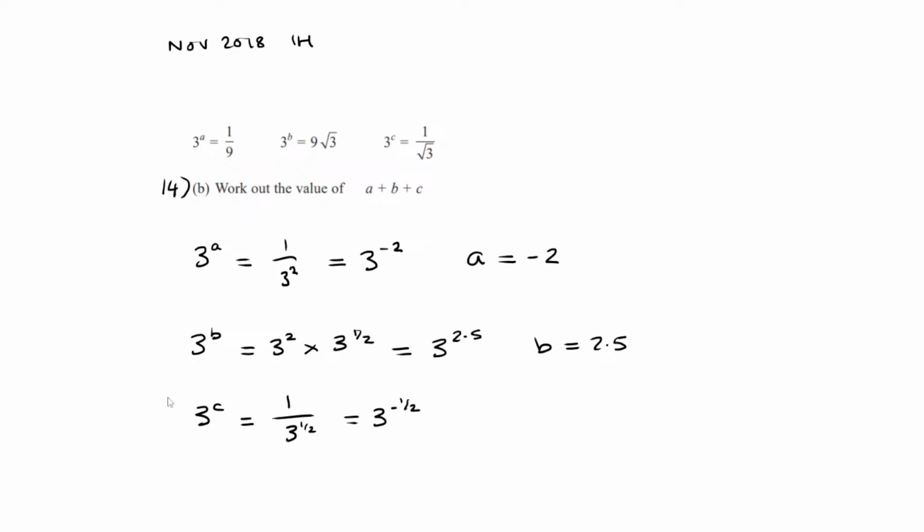So therefore, C is -0.5, and now all you need to do is add those together, and you're going to be kind of annoyed at what the answer is after all of that. Add them together. -2 plus 2.5 is 0.5. Take away 0.5, 0. So after all that, the answer is 0, which I found kind of annoying. But yeah, that's how you would do that one. Just reverse your knowledge of how negative and fractional indices work. And that was 2 marks.